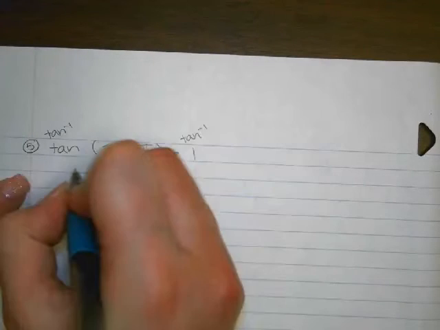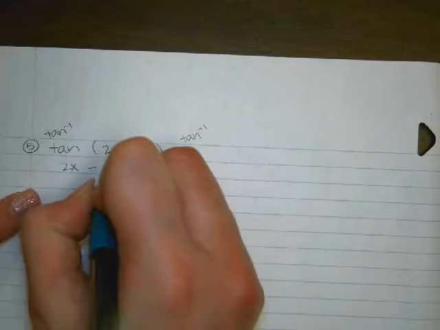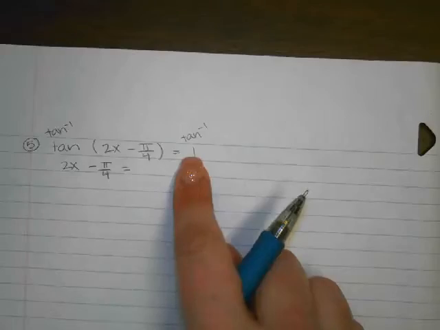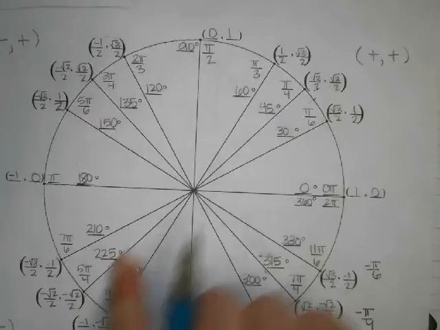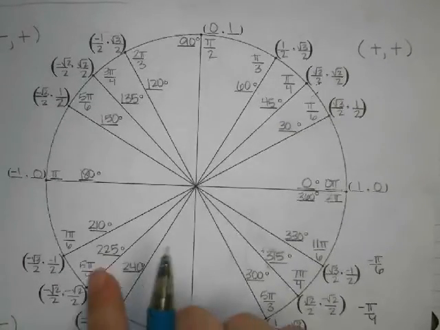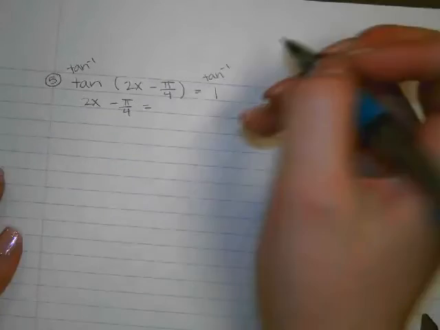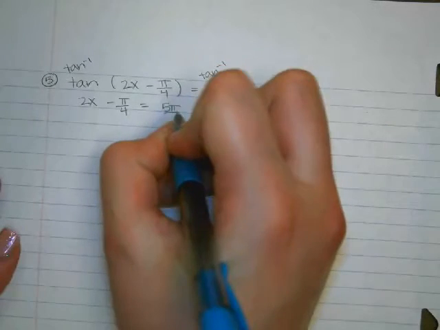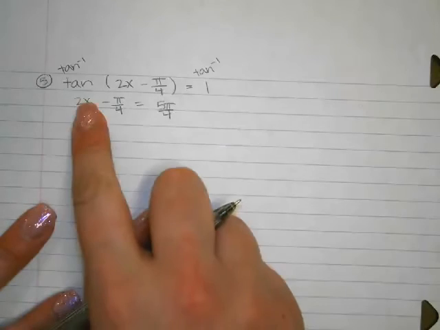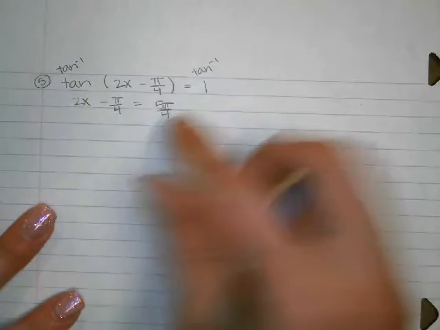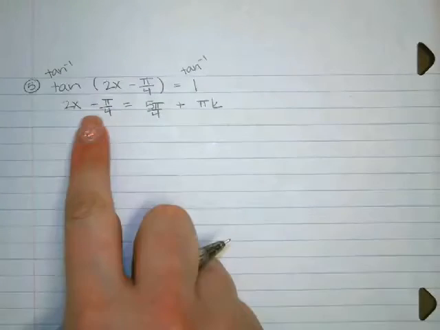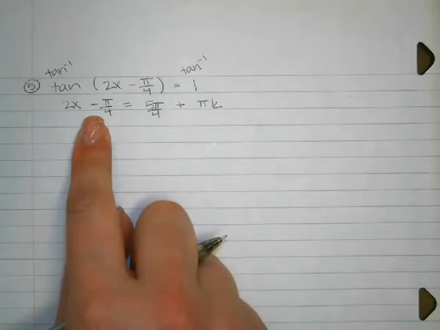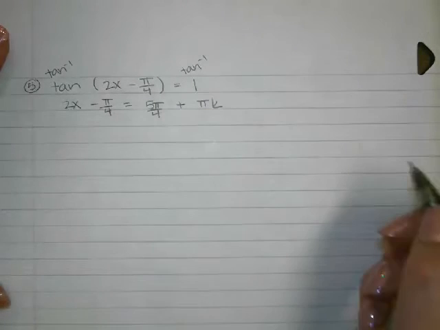Tan inverse. And so I'm going to say 2x minus pi over 4 equals, and I'm looking at my unit circle to see where the y divided by x equals positive 1. Again, it can be pi-fourths or 5 pi-fourths. I'm going to use this one so I can practice finding the smaller angle, so I remember not to forget it. So I'm going to have 2x minus pi-fourths equals 5 pi-fourths plus pi k, because with tangent, I only have to do one equation. I don't have to do 2, since the answers repeat every pi k.